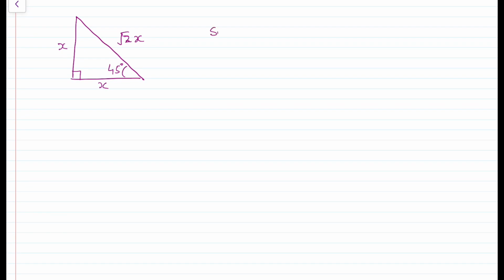So let's find sine theta first. Sine theta is equal to opposite over hypotenuse. So sine 45 degrees will be equal to opposite over hypotenuse. If this is 45 degrees, this x is opposite and adjacent is also x. Amazing. So we have opposite x over hypotenuse root 2x. So x and x will cancel, and we will be left with 1 over root 2.